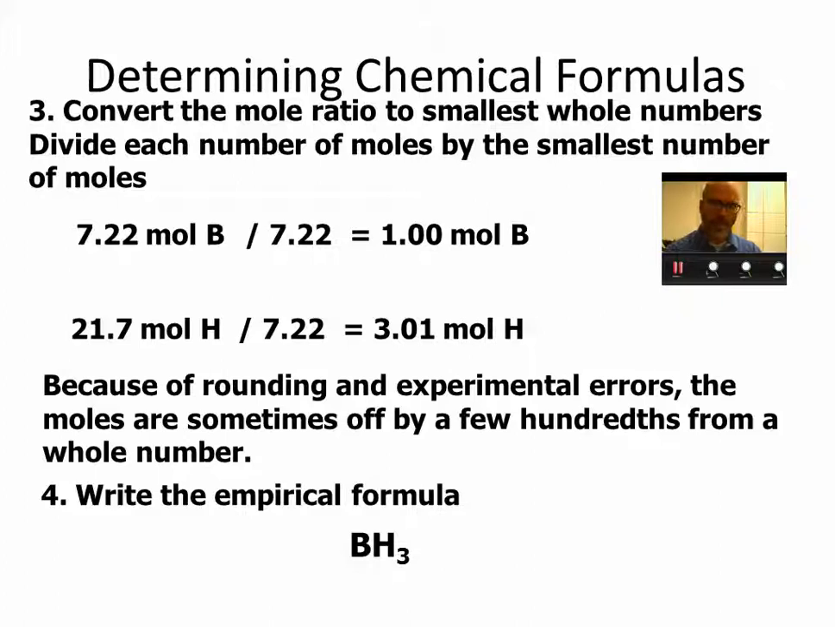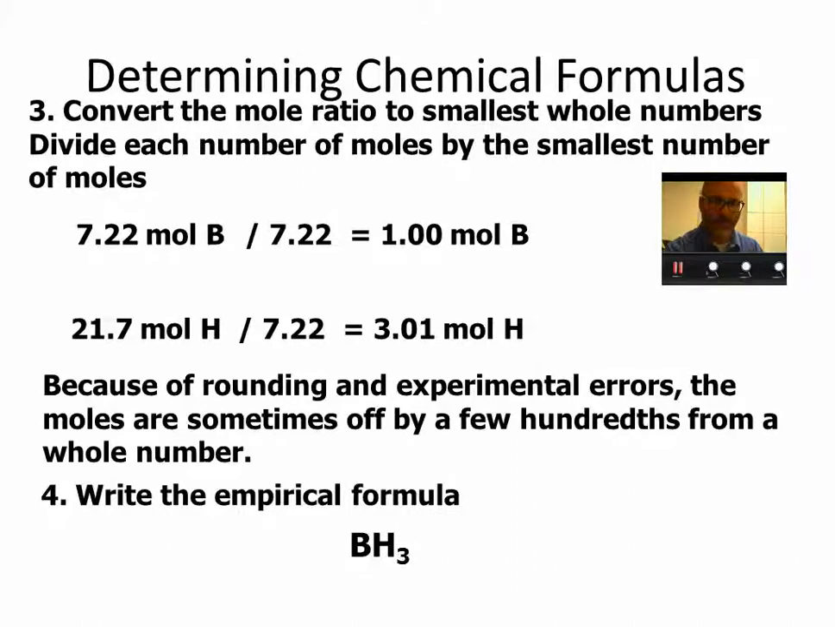Now, if it is a few hundredths off of a whole number, and remember hundredths is the second position past the decimal point, then because of rounding, because of experimental errors, we can round this off to 3. But if it's more than a few hundredths, like 6, 7, 8 hundredths, you're getting pretty close where you can't round it off. And we'll see this come up in another problem. But 3.01, we can round off to 3. So here's our empirical formula, right? The 1 goes here. We don't write subscripts of 1. The 3 goes here. So here we have boron trihydride. So that's the 4 steps to finding empirical formula.